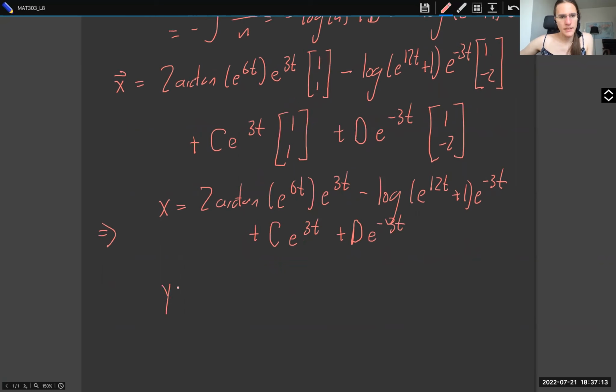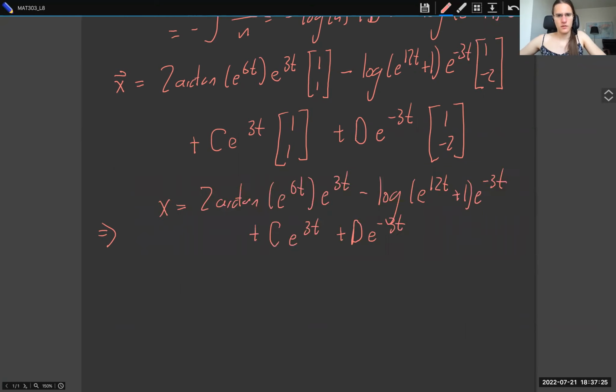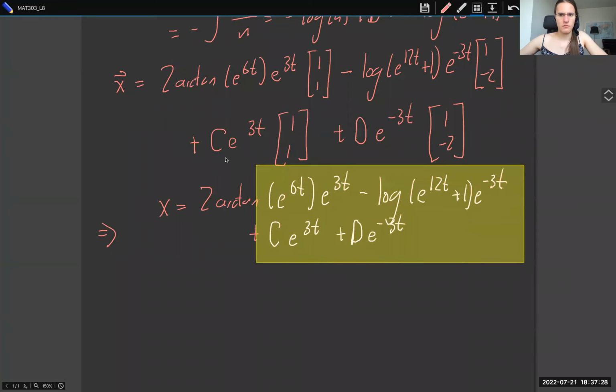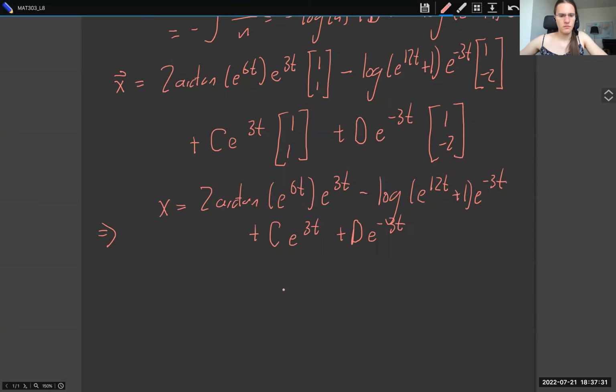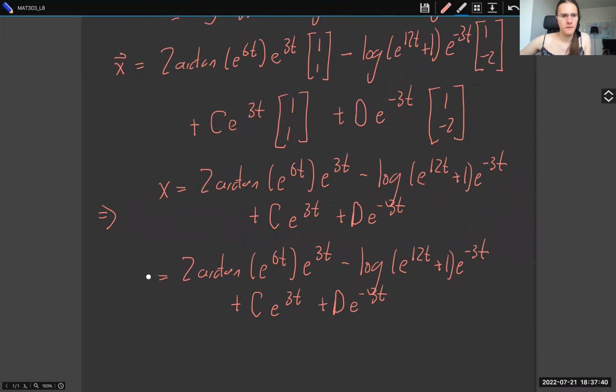And then y is equal to, well, I guess I can copy this over and modify it accordingly. So what happens is now there's a -2 coefficient here. So it's going to be +2 for that coefficient, and then d is going to become -2d. Yep, that's right.